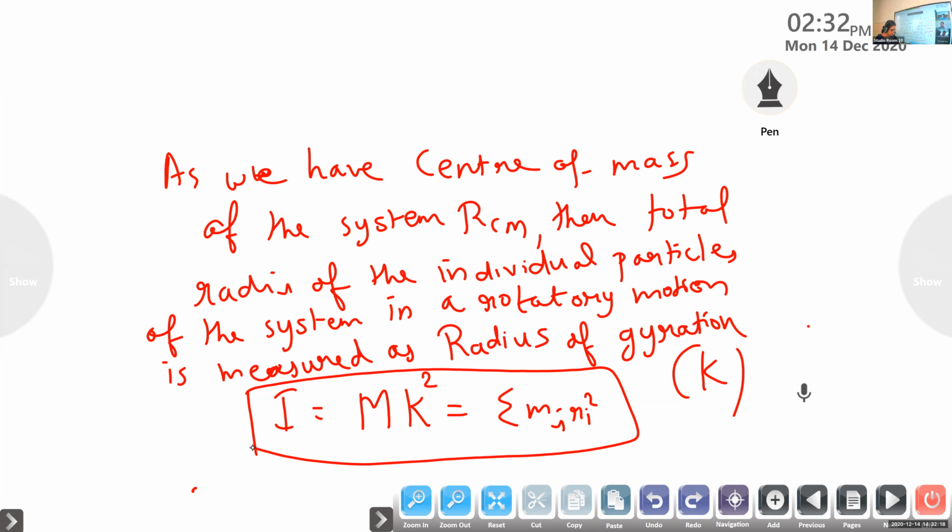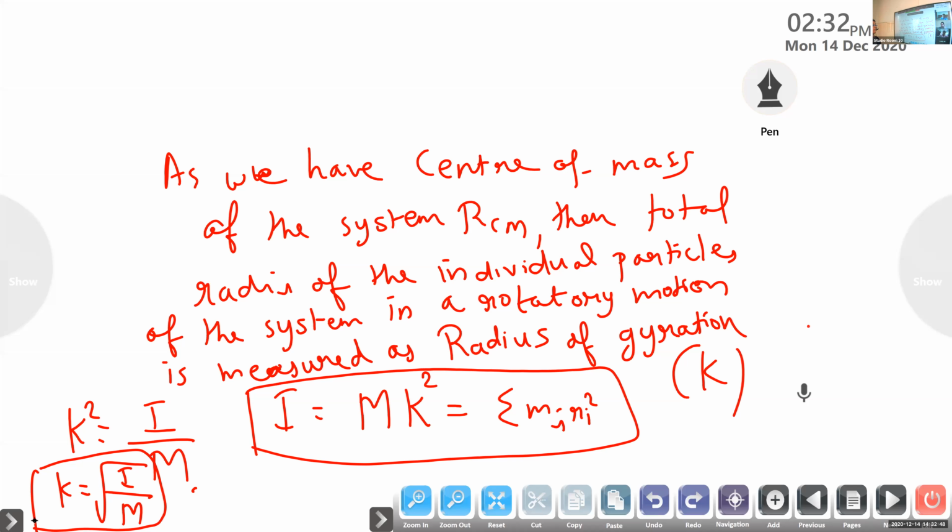Clear? Okay? Yes, ma'am. Even from this, you can also find K squared. That is, radius of gyration squared is equal to I divided by capital M. Therefore, K is equal to the square root of moment of inertia divided by total mass. If you want to find the radius of gyration of the system, take the square root of I by M. Then you will get that. Okay?